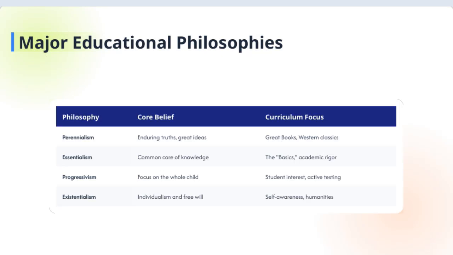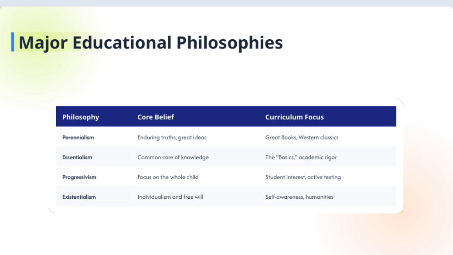Let's delve into some of the major educational philosophies that shape how we approach teaching and learning. First, we have self-awareness and humanities, which emphasize understanding oneself and exploring human culture, values, and history. This naturally connects to the ideas of individualism and free will, highlighting the importance of personal choice and responsibility in education. Next is existentialism, which encourages students to find their own meaning and purpose, fostering active testing and personal growth.